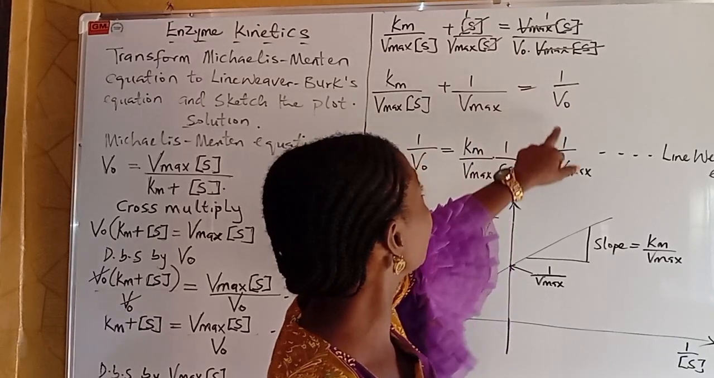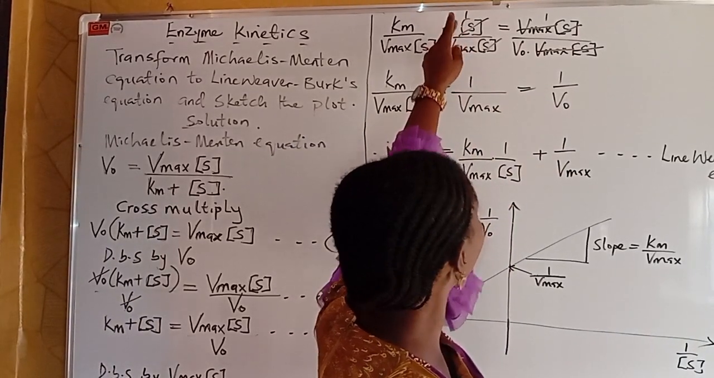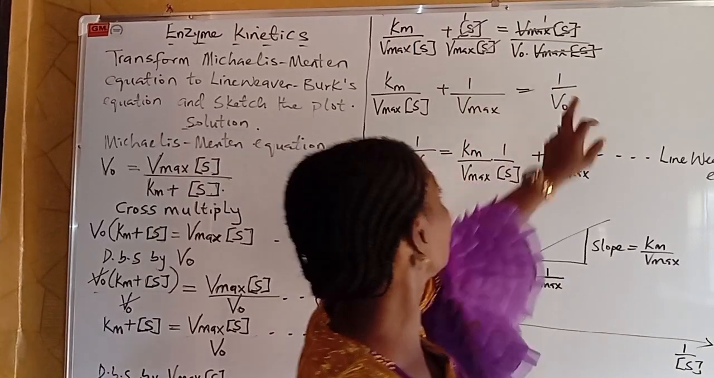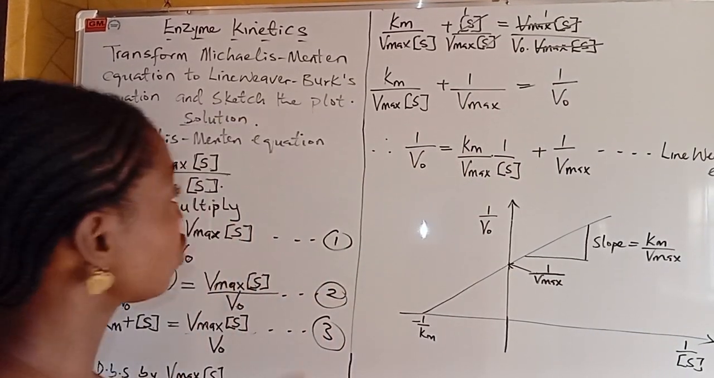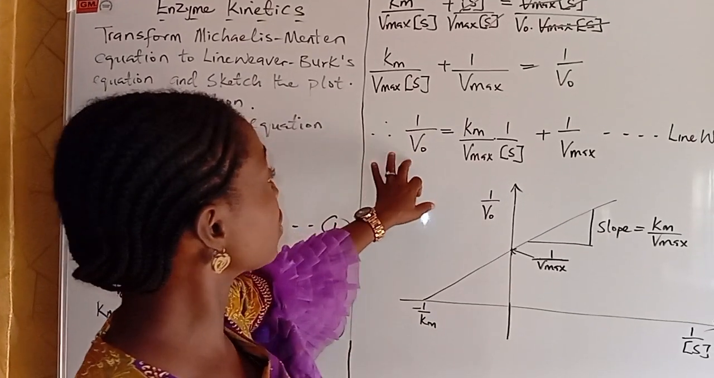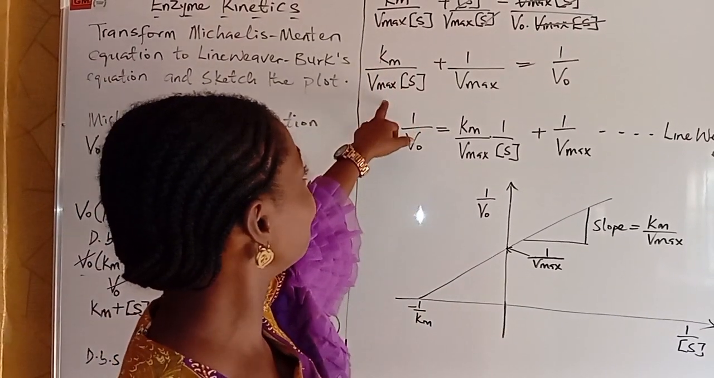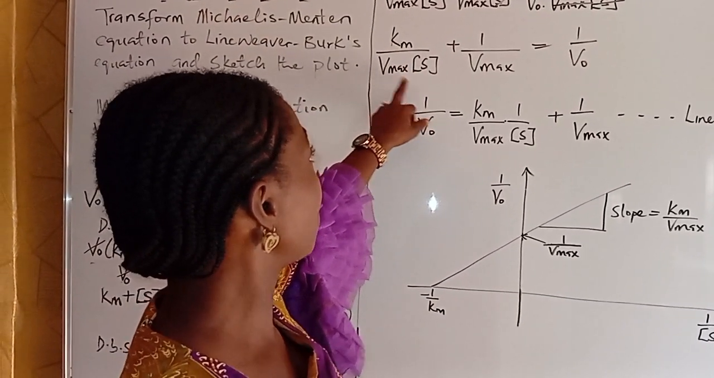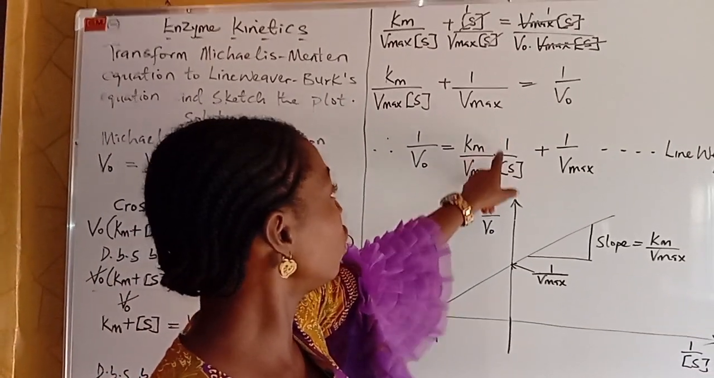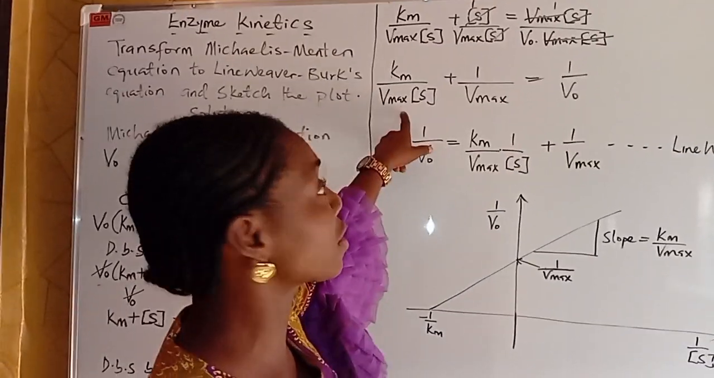So we now have 1 over V0. What remains here is 1 in the numerator, and what remains here is 1 in the numerator. The denominator here is Vmax, and the denominator here is the initial velocity. Since we know this is the subject of the formula, we'll write it this way: 1 over initial velocity is equal to Km divided by Vmax times substrate concentration, the same as this. Here we now do 1 over S. So if you multiply this and this, you return back to this.